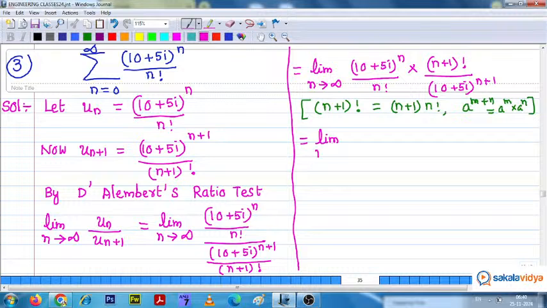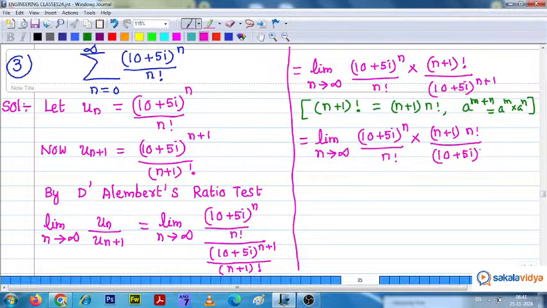Limit n tends to infinity, (10 plus πi) whole to the power of n divided by n factorial into (n plus 1) factorial. We can write (n plus 1) factorial as n plus 1 into n factorial, and (10 plus πi) to the power of n plus 1 as (10 plus πi) to the power of n into (10 plus πi), right. So now (10 plus πi) to the power of n cancels, and n factorial and n factorial cancel.